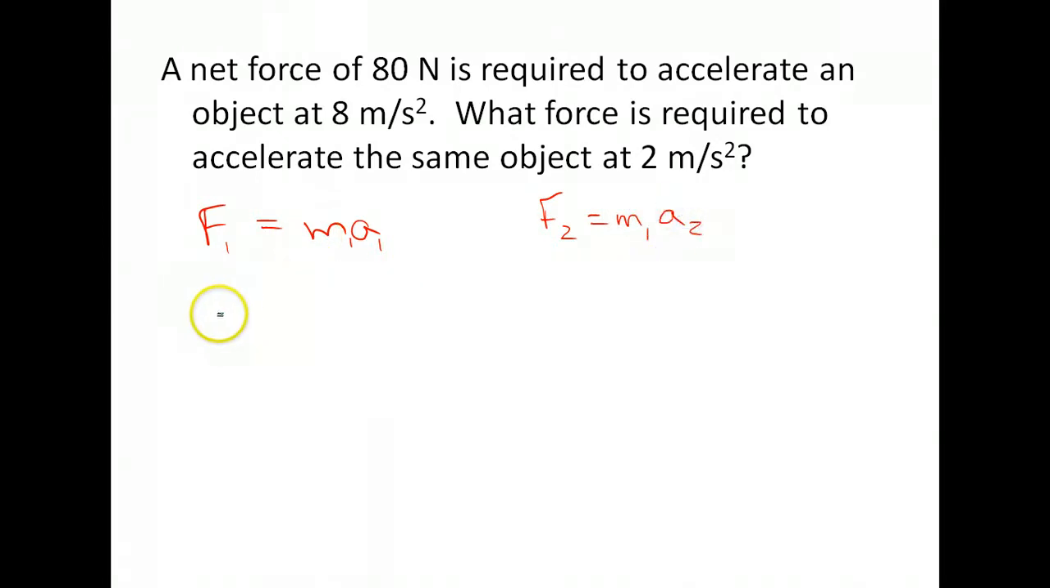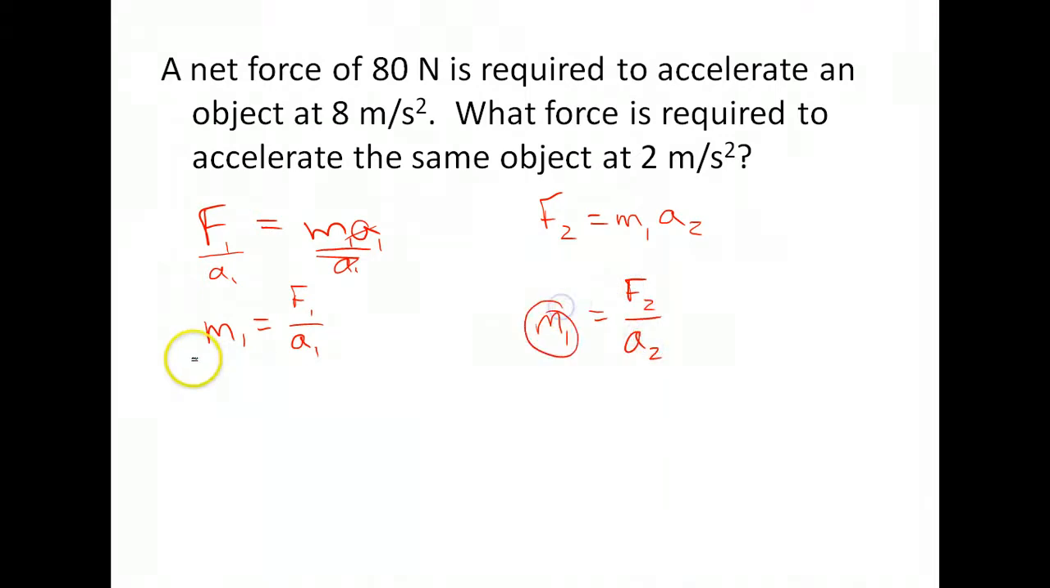So let's solve for the mass here, and we get the mass would be equal to, let's divide out the acceleration, the force over the acceleration, the first force over the first acceleration. We can do the same thing over here, and this time we would get the same mass is equal to the second force over the second acceleration. So since the masses are constant, we can set these two equations equal to each other.